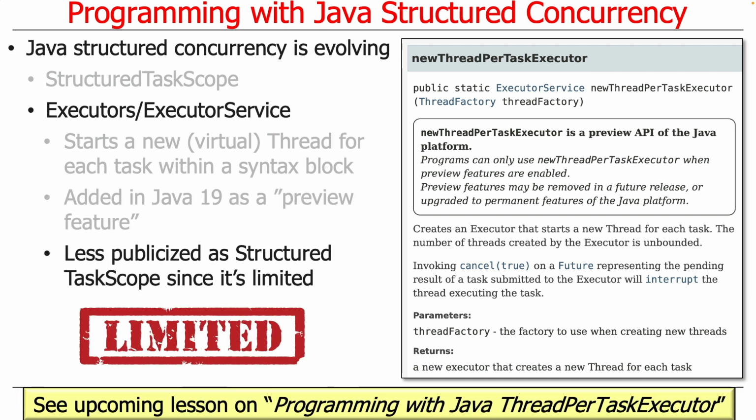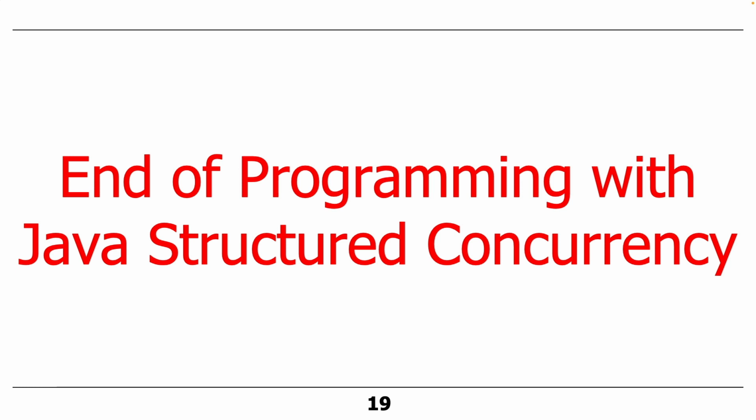The reason people focus on StructuredTaskScope nowadays instead of Executors and ExecutorService is that the ExecutorService approach is more limited, and I'll talk about its limitations shortly. StructuredTaskScope is really where it's at, although there are some cool things you can do with Executors ExecutorService, which we will use in this class, as we will discuss momentarily. So that's the end of our quick overview of how to program with Java structured concurrency. We will go into much more detail later, showing each of those examples in depth.